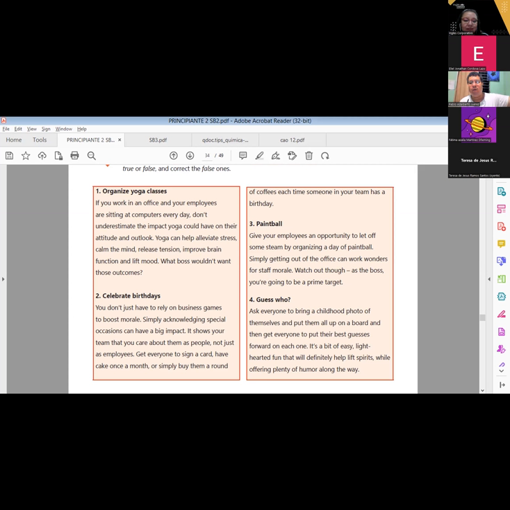Simply acknowledging a special occasion can have a big impact. It shows your team that you care about them as people, not just as employees. Get everyone to sign a card, have cake once a month, or simply buy them a round. Sign a card, because sing is la la la la la. Firmar, sign, okay?